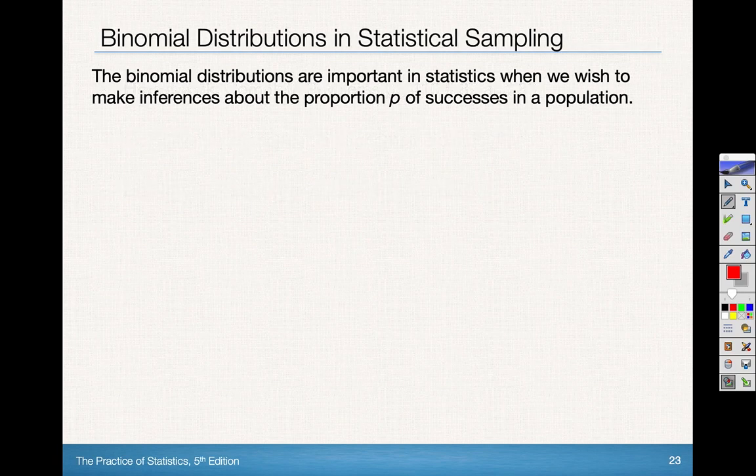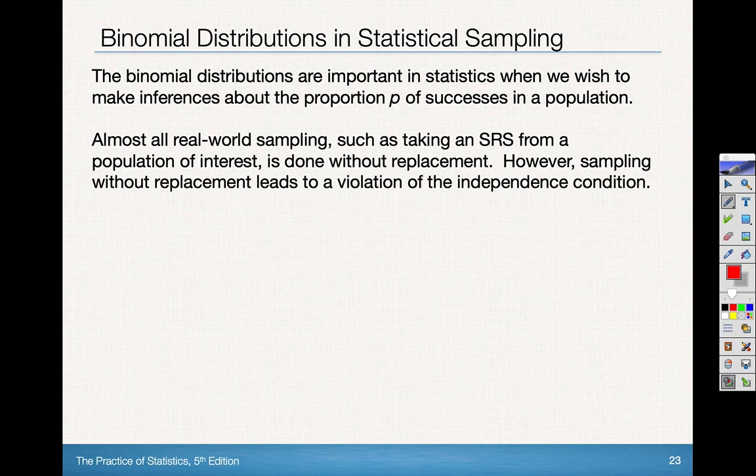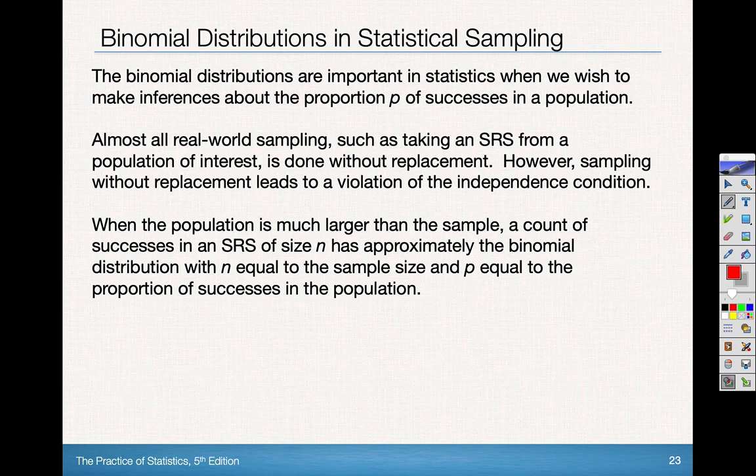Now, binomial distributions are important in statistics when we wish to make inferences about the proportion p of successes in a population. Almost all real-world sampling, such as taking an SRS from the population of interest, is done without replacement. However, sampling without replacement leads to a violation of the independence condition. Think about this. Whenever we did our SRSs in section 5 with our random digit table, we wouldn't repeat. So when we don't repeat, does that technically violate the independence condition?